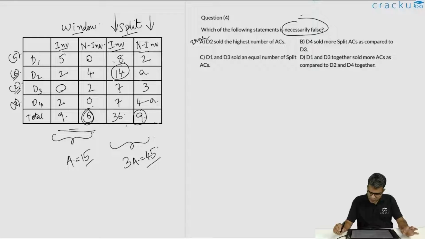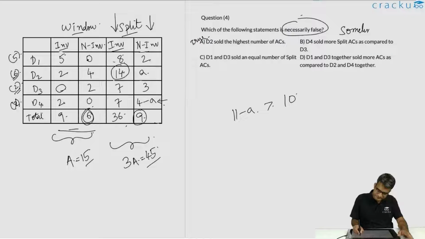D4 sold more split ACs as compared to D3. D4 sold how many split ACs? D4 sold 11 minus A, and D3 sold 10. So is this statement true or false? It is sometimes true and sometimes false based on the value of A. A can be 0, 1, 2, 3, or 4, because 4 minus A exists. So this is not necessarily true or necessarily false.